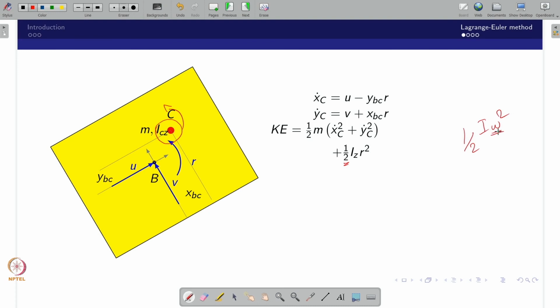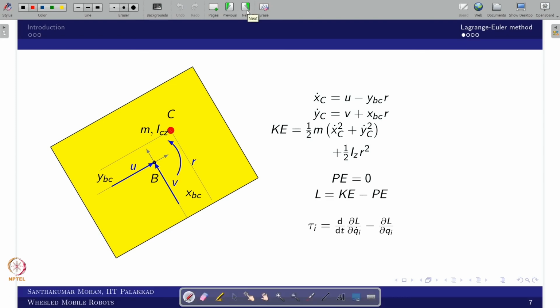Since omega here is r, and I is actually a vector, well, a tensor, but here we assume that we are only bothering about one dimension. So in that sense Iz comes in, and the remaining is coming, right. Now you got the kinetic energy. Now you substitute it in the Lagrangian equation. What would be the Lagrangian equation? Kinetic energy minus potential energy. So this is the equation.